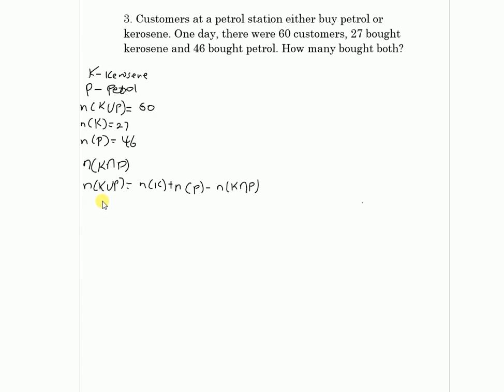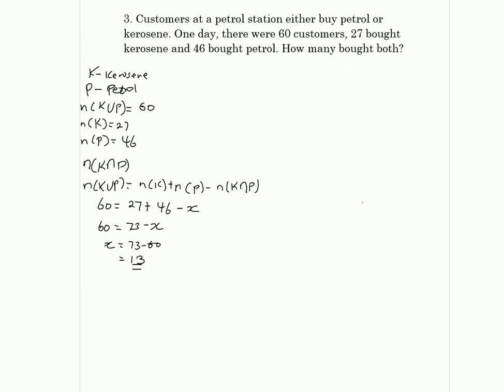So the union is 60. It should be equal to the one for K, 27, plus the one for P, 46, minus, we can call the intersection X for brevity's sake. So I have that 60 is equal to 73 minus X. What do I subtract from 73 to get 60? X is equal to 73 minus 60. X is equal to 13. Those are the number of customers who bought both petrol and kerosene.